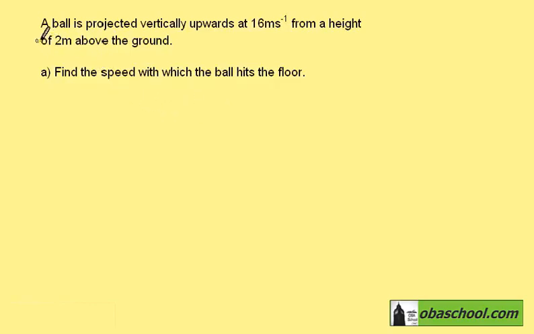A ball is projected vertically upwards at 16 meters per second from a height of 2 meters above the ground. We want to find the speed with which the ball hits the floor, which is at ground level. A clear diagram can help.